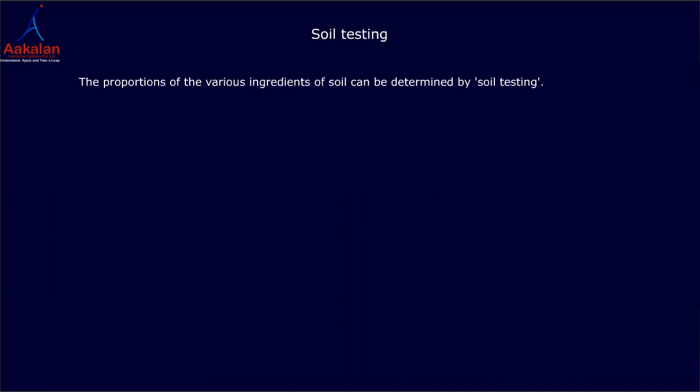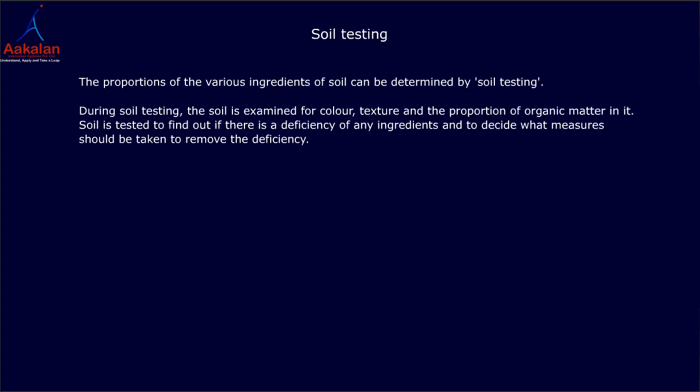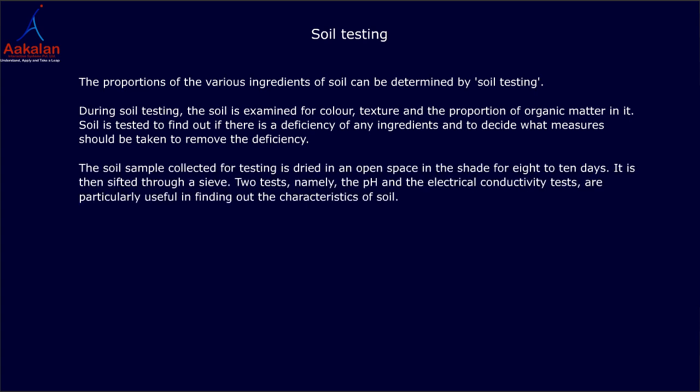Soil testing. The proportions of the various ingredients of soil can be determined by soil testing. During soil testing, the soil is examined for color, texture, and the proportion of organic matter in it. Soil is tested to find out if there is a deficiency of any ingredients and to decide what measures should be taken to remove the deficiency.